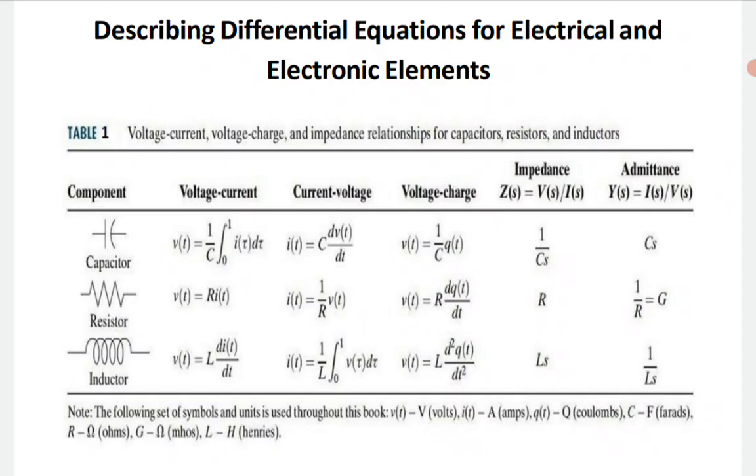The current-voltage relationship is i(t) = (1/L) ∫ from 0 to t of v(τ) dτ. Here, τ is my dummy variable. The voltage-charge relationship is v(t) = L d²q(t)/dt². Impedance, as we already determined, is Z(s) = Ls. Admittance is the reciprocal of that, that is 1/(Ls).